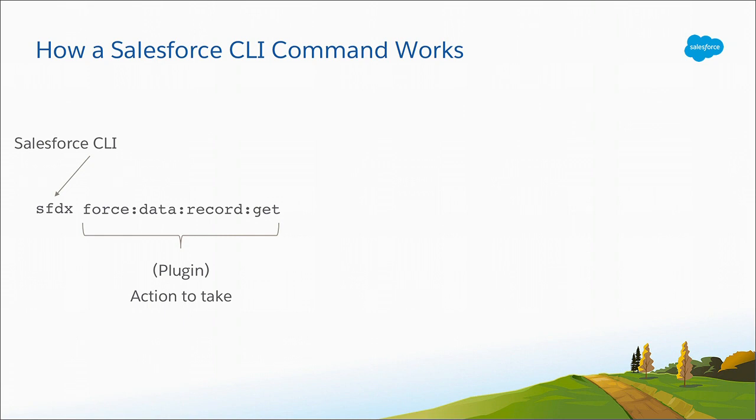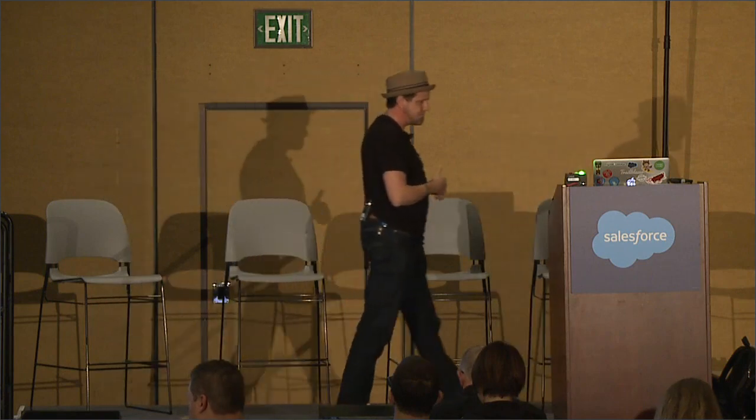Now, let me ask this. If you read force data record get as a command, who here is still confused as to what this command is doing? Most of these commands are very intuitive as far as how they're named, so you don't need to be guessing about what they do.